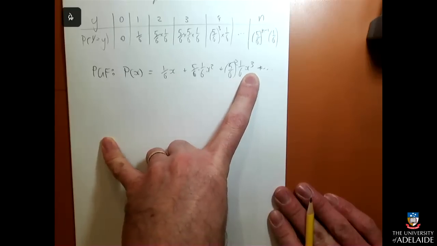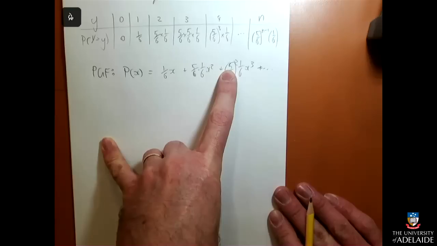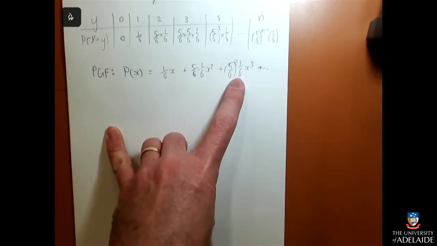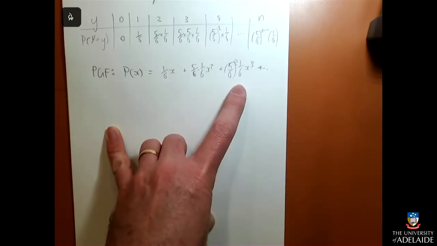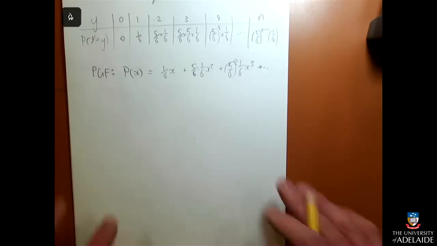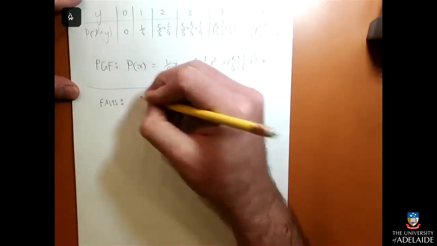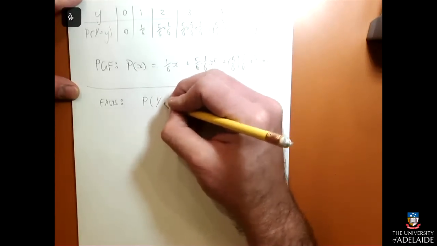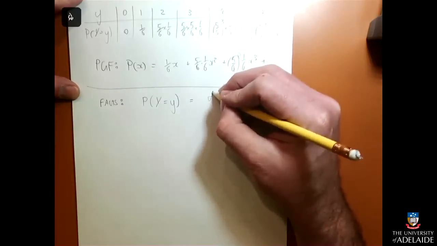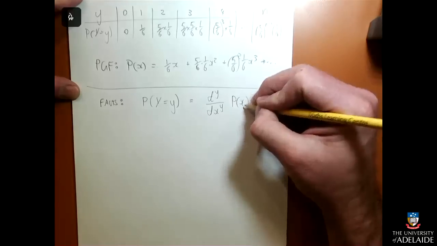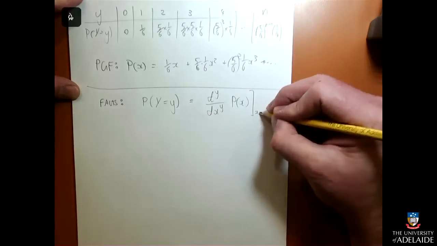So if I wanted to get this power here, I could differentiate it once, which would get it down to an x squared, but it'd be multiplied by 3. I could differentiate it again, which would get it down to an x, but multiplied by 2. I could differentiate it again, and then this would end up in the constant term. All the rest of the terms would have x's, so if I sub in x equals 0, it would leave me with just that number, but multiplied by 3 times 2 times 1. So I need to divide by that to get the correct probability. So basically this is saying the probability that Y is equal to y is the yth derivative of p(x) with x equals 0 subbed in, divided by y factorial.